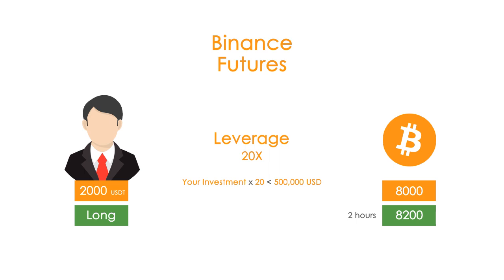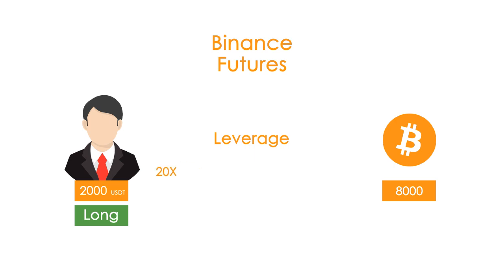We know John has $2,000. The thing is, he's very bullish on Bitcoin and he wants to put in more money, but he doesn't have like $40,000. In Binance Futures, the default leverage is 20x. So when he opens a long position with all his money, it will be multiplied by 20. That means he will open a position worth $40,000 or 5 contracts of Bitcoin.